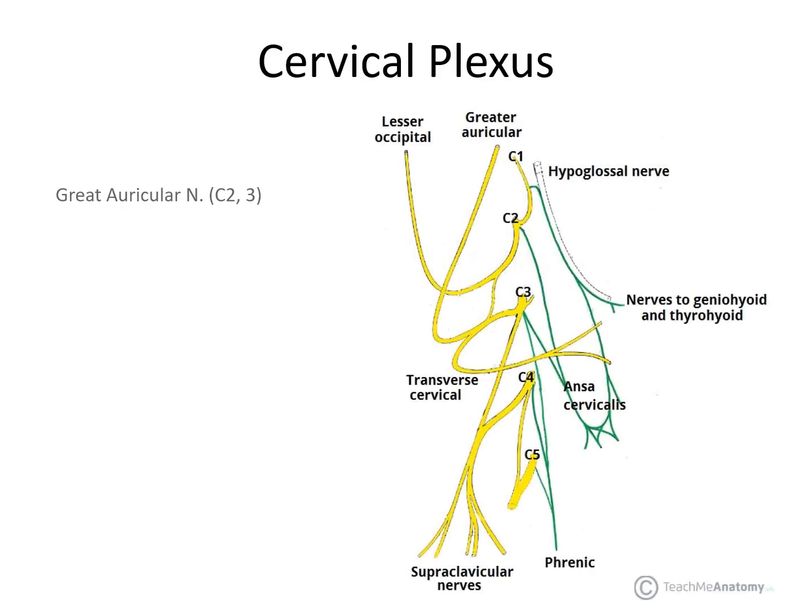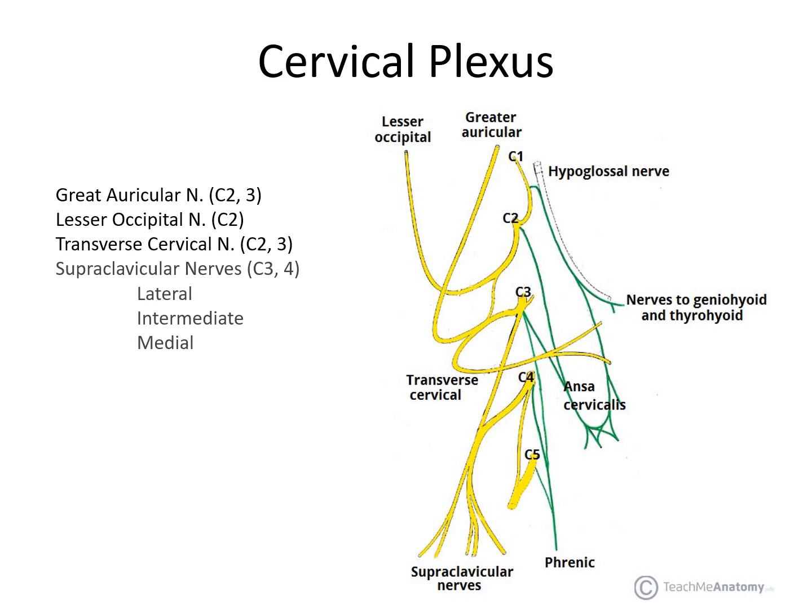The cervical plexus will give off the great auricular nerve, and this is a contribution from C2 and C3. Also the lesser occipital nerve, and this is from the C2 nerve root. The transverse cervical nerve comes from C2 and C3. And then the supraclavicular nerves, these have contributions from C3 and C4. You have an anterior, intermediate, and medial.